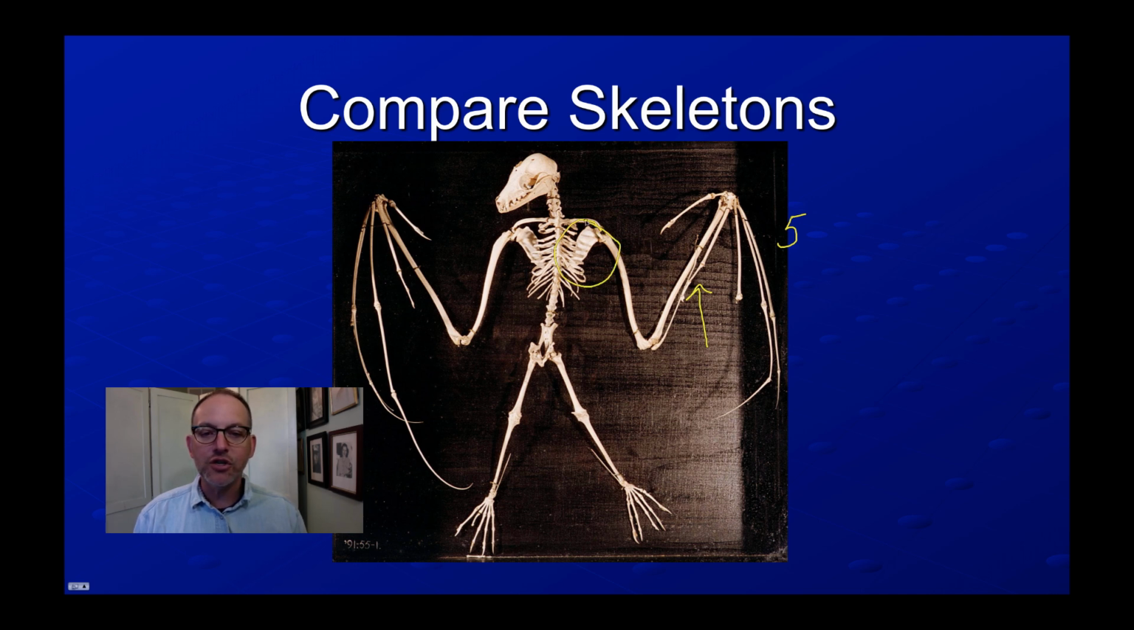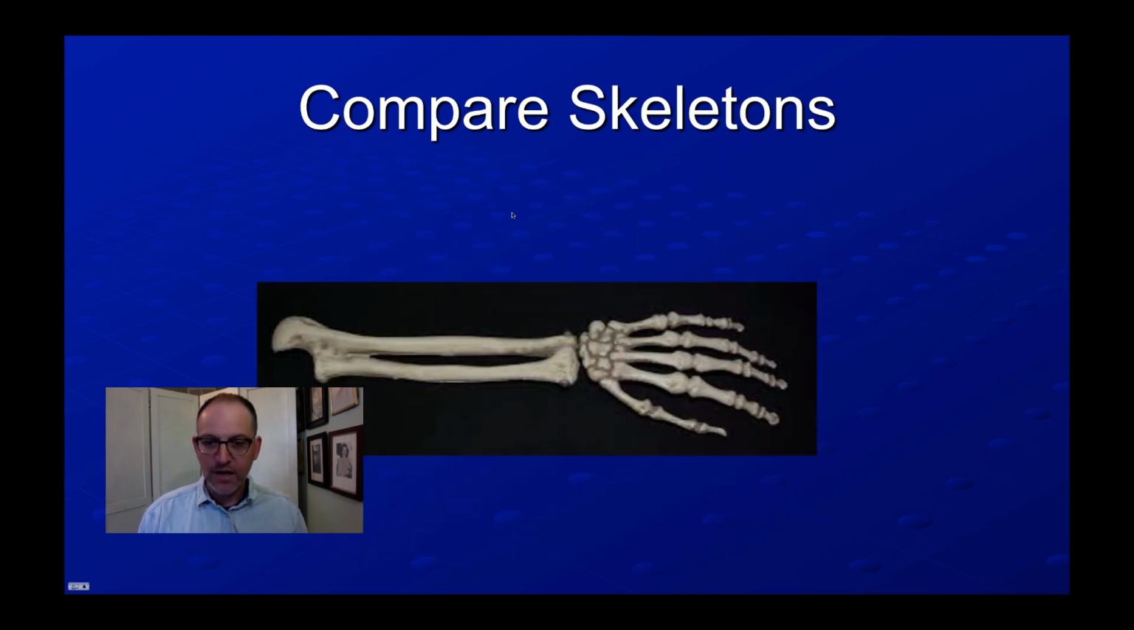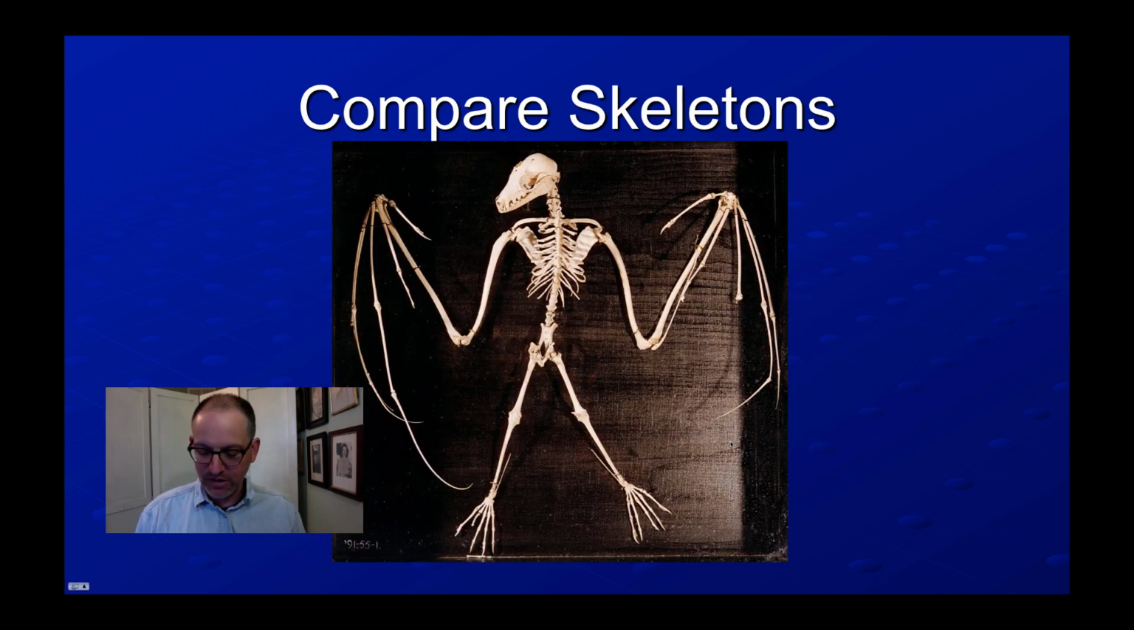Look at this. Here's a shoulder plate. Right there, that's the scapula. Here's the clavicle, collarbone. Now you compare that to our forearm. We have, look here, we have 2 bones in our forearm, and we have 5 digits. So similar structures means similar ancestors.